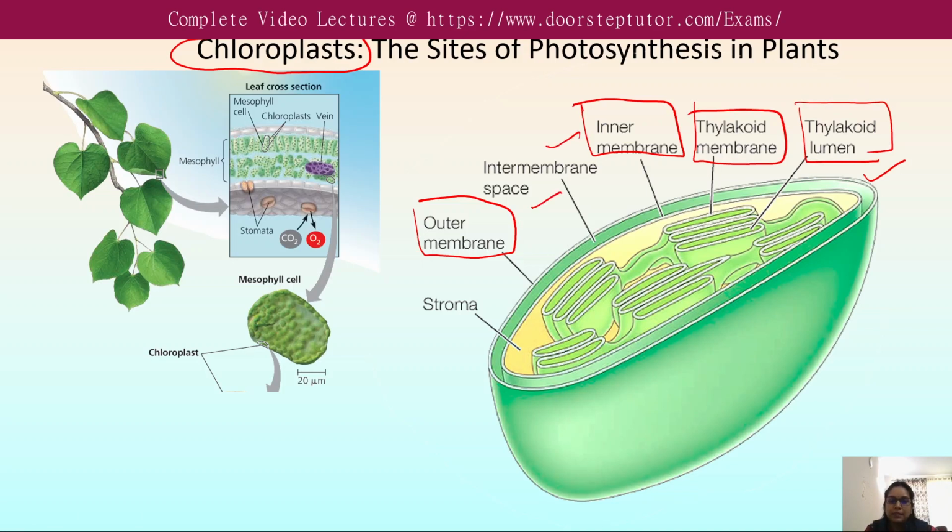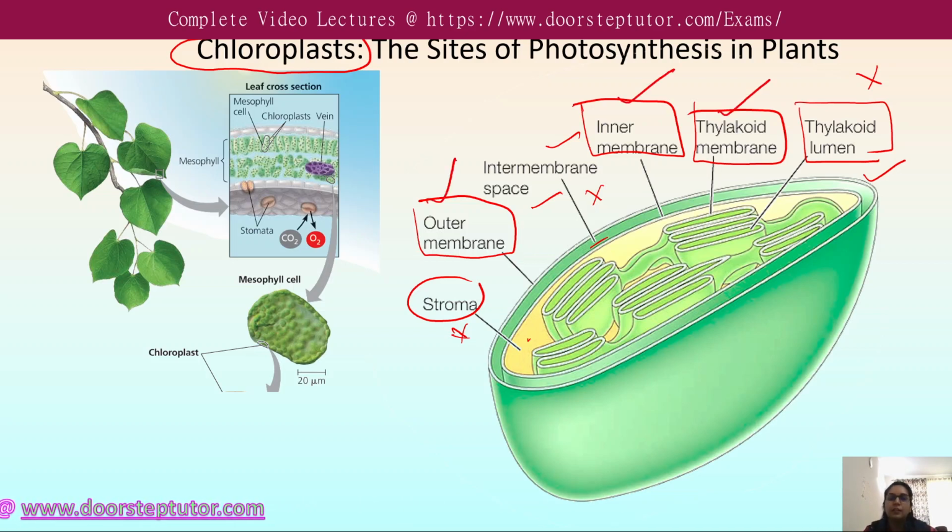The intermembrane space is present between the outer and the inner membrane, and inside, the dense or gel-like structure is known as the stroma. So these membranes divide the chloroplast into three internal compartments: the intermembrane space, the stroma, and the thylakoid lumen. These are the three membranes we are talking about: the outer membrane, inner membrane, and the thylakoid membrane. So let's first see the structural organization and the efficiency.